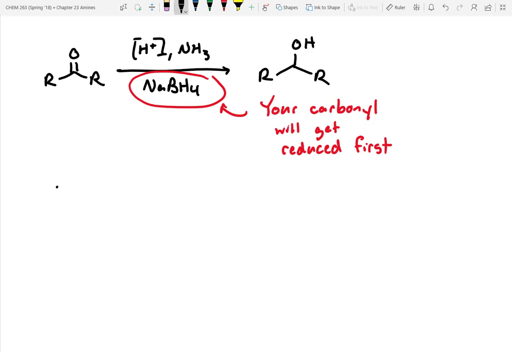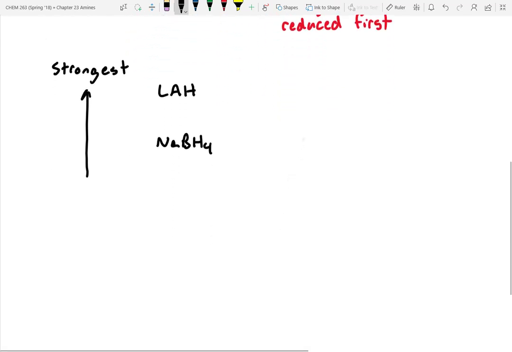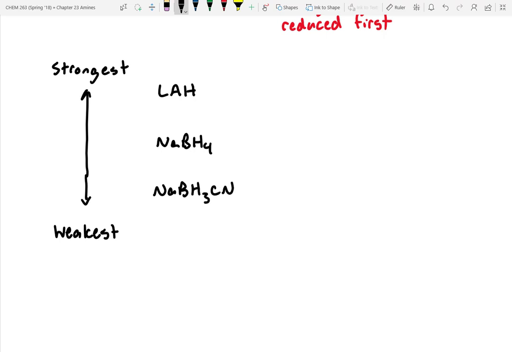And I'm going to put the strongest up here. What's the strongest reducing agent we've seen? LAH. So LAH would definitely be the strongest, followed by NaBH4. That was a little bit weaker. That works for aldehydes and ketones, but not esters and carboxylic acids. And then down here, we're going to put weakest. And the new one that we haven't seen, but is weaker, is NaBH3CN. This is sodium cyanoborohydride. So let's take a look at why this is a little bit weaker than NaBH4.